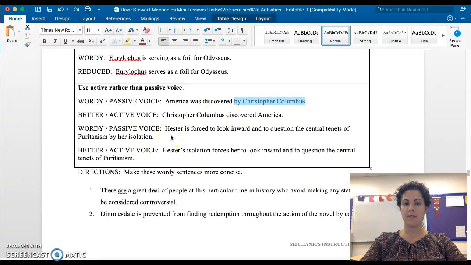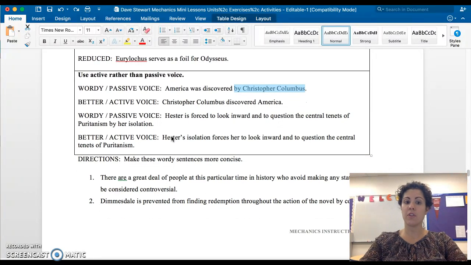Also, wordy or passive, from The Scarlet Letter: Hester is forced to look inward and to question the central tenets of Puritanism by her isolation. Okay. Very, very wordy sentence, very confusing. Instead, we want to say Hester's isolation forces her to look inward and question the central tenets of Puritanism.